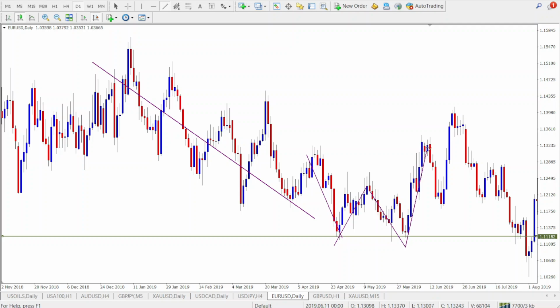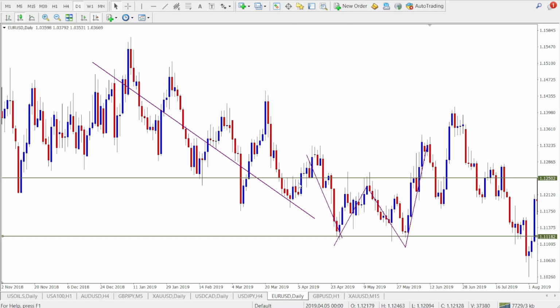All right, it forms a W shape. Now, a confirmation happens when price breaks above the neckline. The neckline is the high between the two bottoms. Okay, the key here is waiting for confirmation before entering a trade.